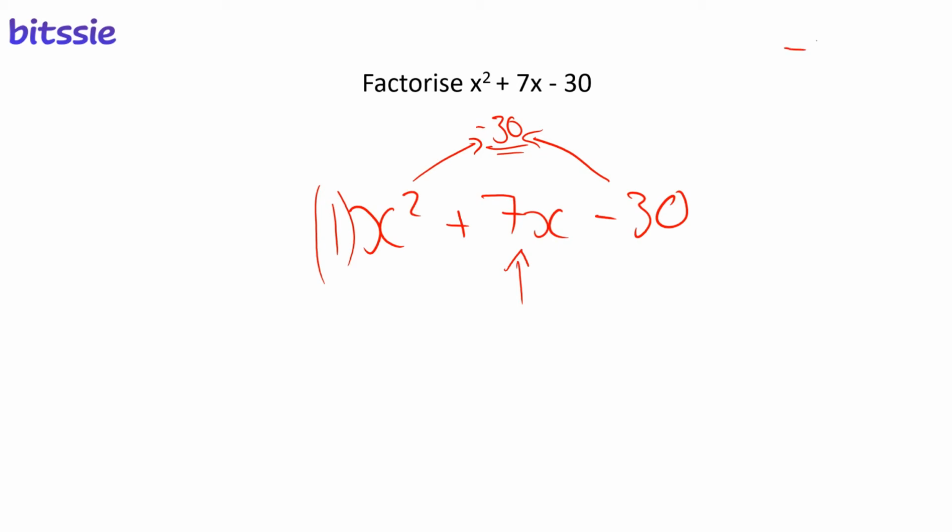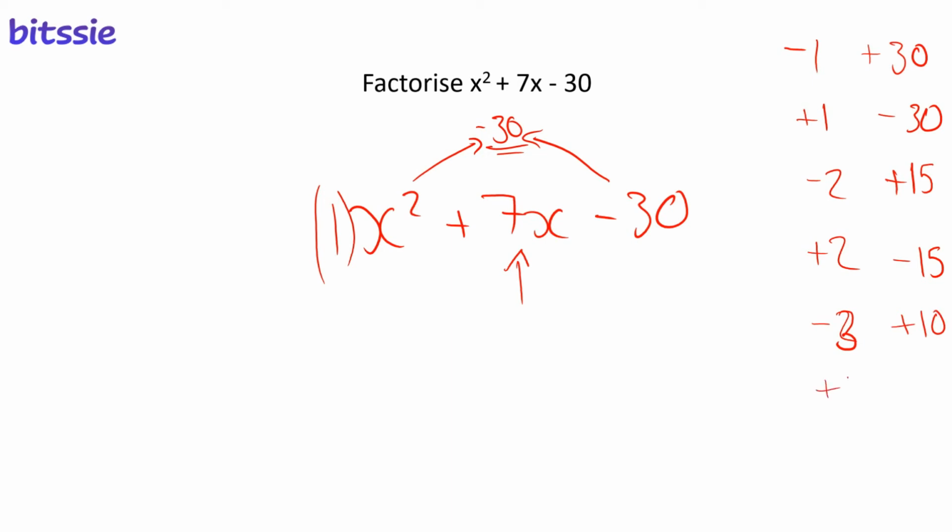We could have negative 1 and positive 30, positive 1 and negative 30, negative 2 and positive 15, positive 2 and negative 15, negative 3 and positive 10, positive 3 and negative 10, negative 5 and positive 6, and positive 5 and negative 6. There's quite a lot there. And now we need to find out which of them add to positive 7.